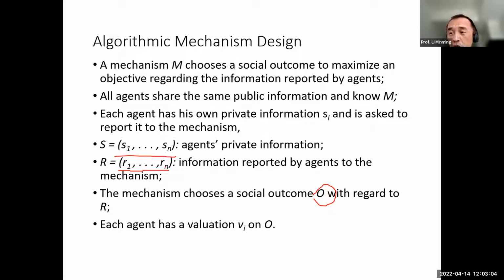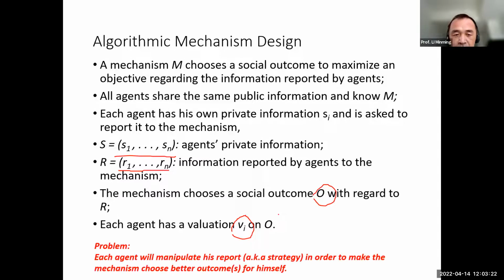And then each agent will have a so-called valuation function. So for example, agent i will have a value function Vi on outcomes. For example, for outcome 1, his value is 1. Outcome 2, the value is 10, etc. And then what's the purpose of mechanism design?